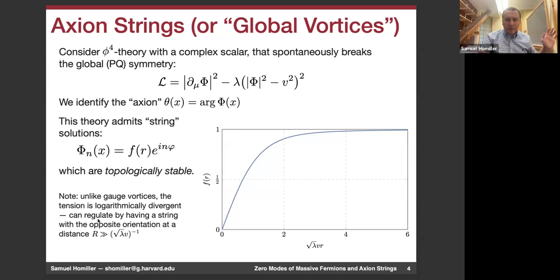But this is not really a problem. If you really want to regulate this IR divergence, you can imagine just having the string go in a giant loop with some large radius r, or you can have a string at the origin and a string with the opposite orientation sitting at some large distance. These are really kind of equivalent things. And in the context of cosmology, as we'll discuss in a sec, you're generally going to have big networks of all of these strings. And so the IR divergence is always cut off by the fact that you have other strings nearby at some point. And so I can just think of this as an interesting background that I can think about in my theory.